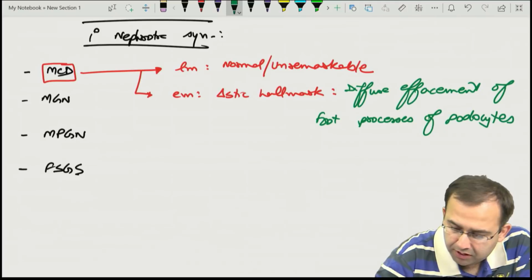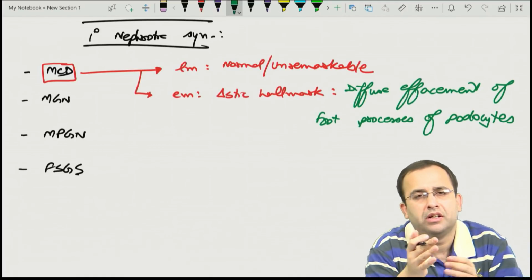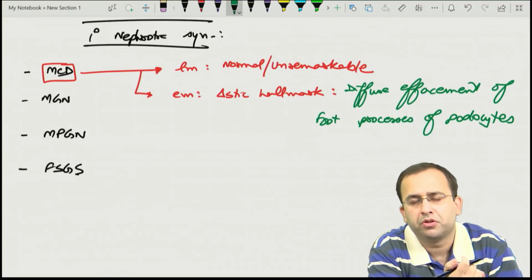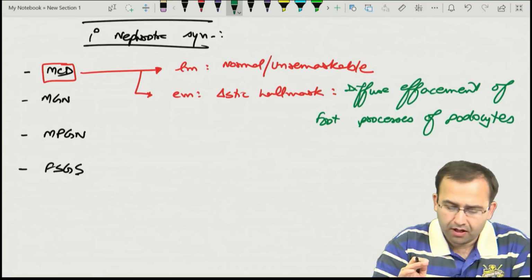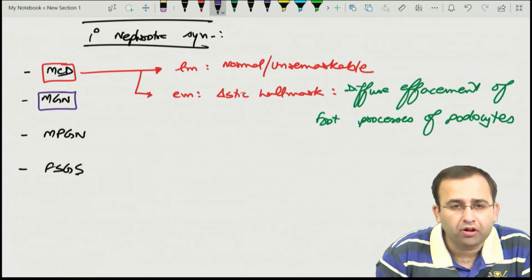Next point, I am not interested in that it is the most common nephrotic syndrome in children, good prognosis, dramatic response to steroids, not interested. Next point, MGN, membranous glomerulonephritis.